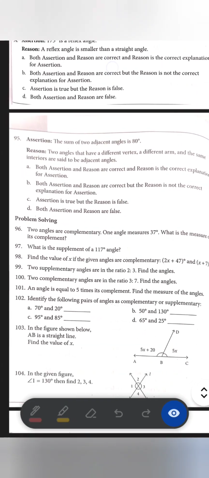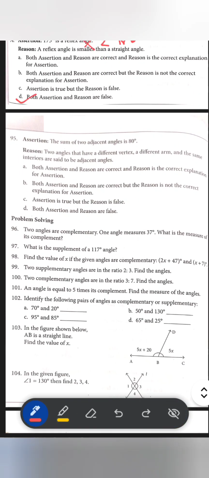Now come to question number 95, and this is the last question. The sum of two adjacent angles is 80 degree. Two angles that have a different vertex, different arm and the same interiors are said to be adjacent angles. No. The sum of two adjacent angles is 80 degree. What does that mean? Assertion and reason are both false. So this is all for today, we have already finished the 95 questions.